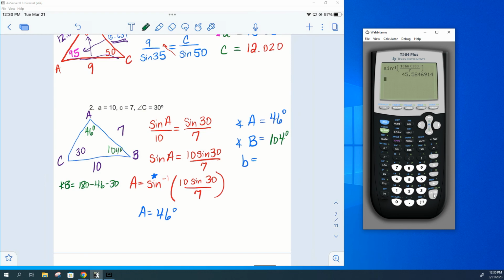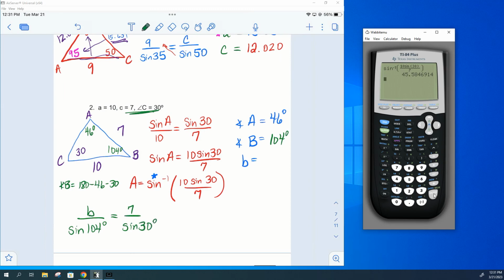So now I have all the angles. And then finally, I have to go for side B. And for side B, once again, I'm going to use the law of sines, but notice I'm going to put the sides on top to make it easy on myself. B over the sine of 104 is equal to, kind of the same thought, I always go with my given, okay? Because again, we rounded the 46. So I always go with my given pair. So that would be 7 over sine 30.